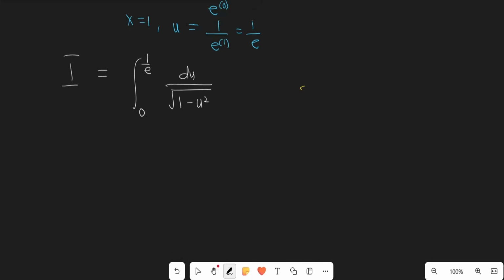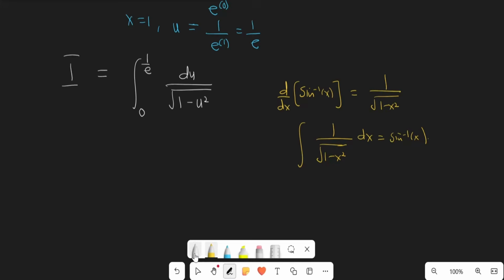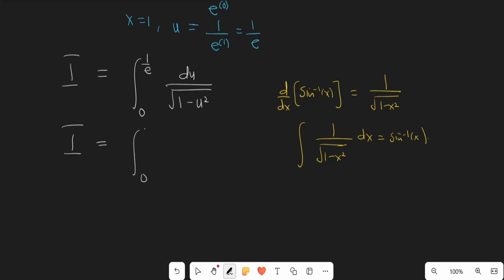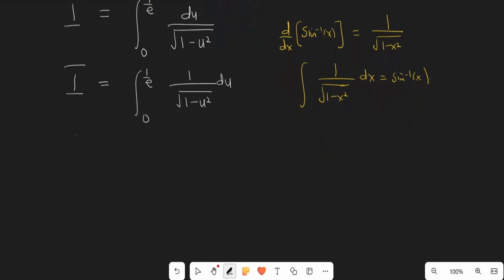So let me refresh your memory. If you are differentiating the sine inverse of x, this is the same as 1 over the square root of 1 minus x squared. So in that case, if you are integrating 1 over the square root of 1 minus x squared with respect to x, that is going to yield the sine inverse of x. All right, so here what we can do is this one is the same as the integral from 0 to 1 over e of 1 all over the square root of 1 minus u squared du. So this one is just the arc sine of u.